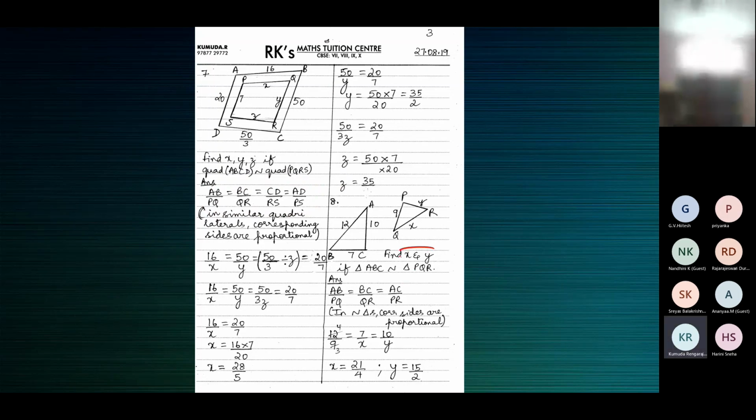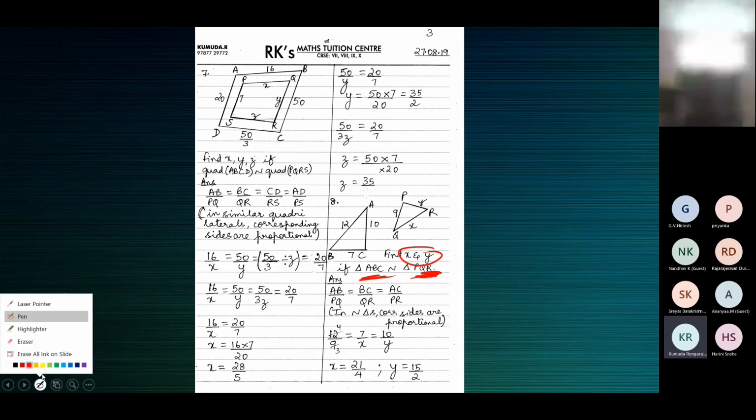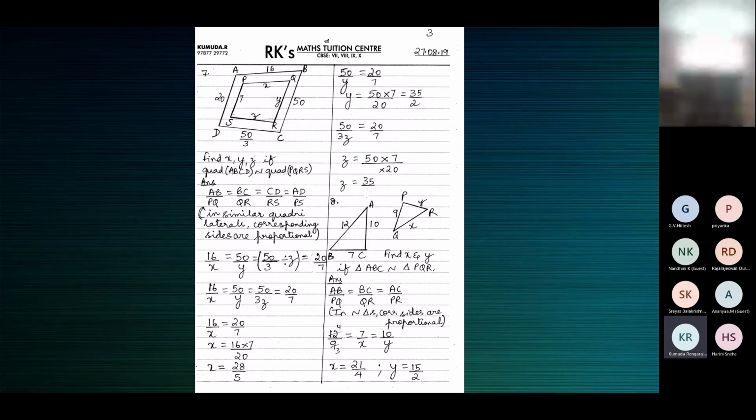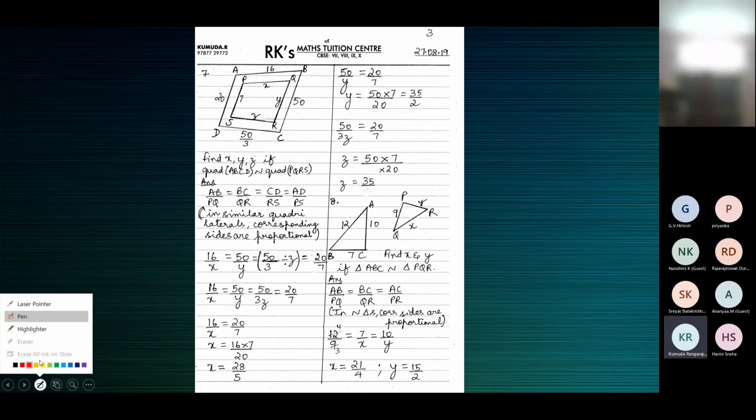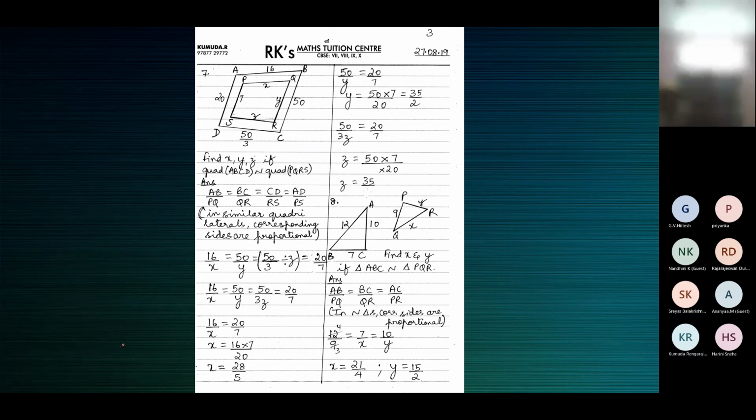So here also, children, find X and Y if ABC is similar to PQR. It's given that ABC is similar to PQR. So since the triangles are similar, AB by PQ is equal to BC by QR is equal to AC by PR. You can write the proportion because in similar triangles, corresponding sides are proportional. So write this proportion, then substitute the values and you will know what to equate to find X and Y. Yes, children, do this, and let me know once done.